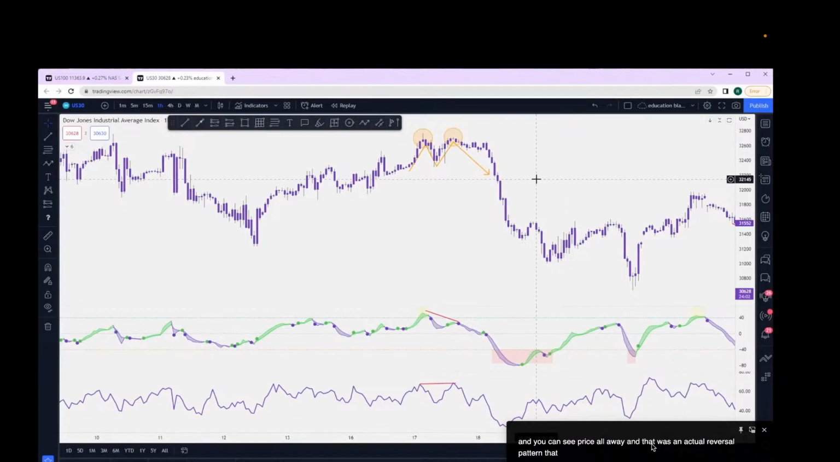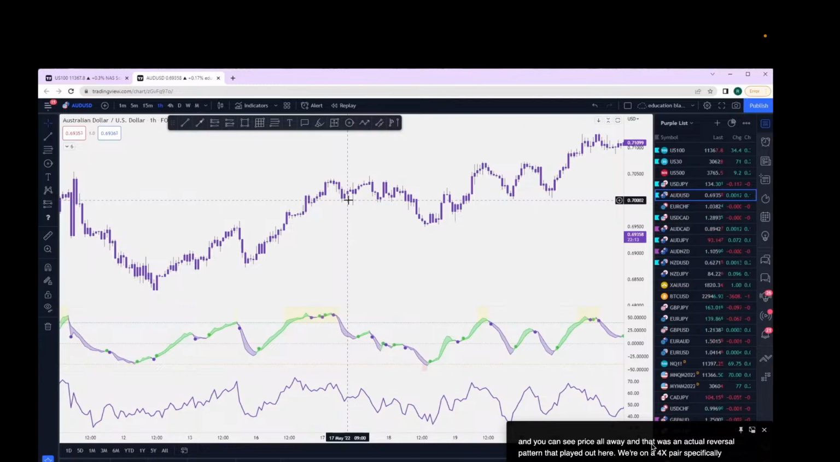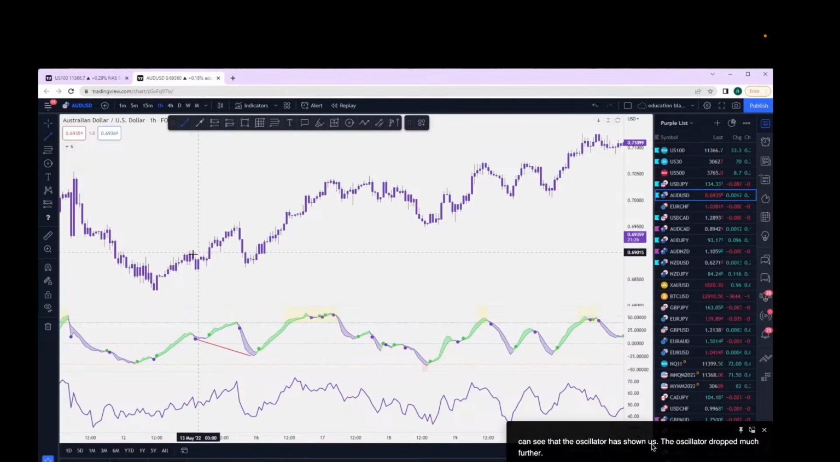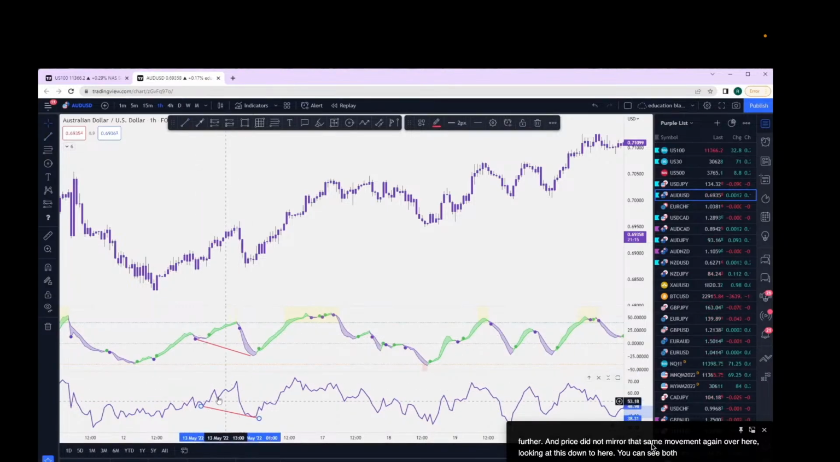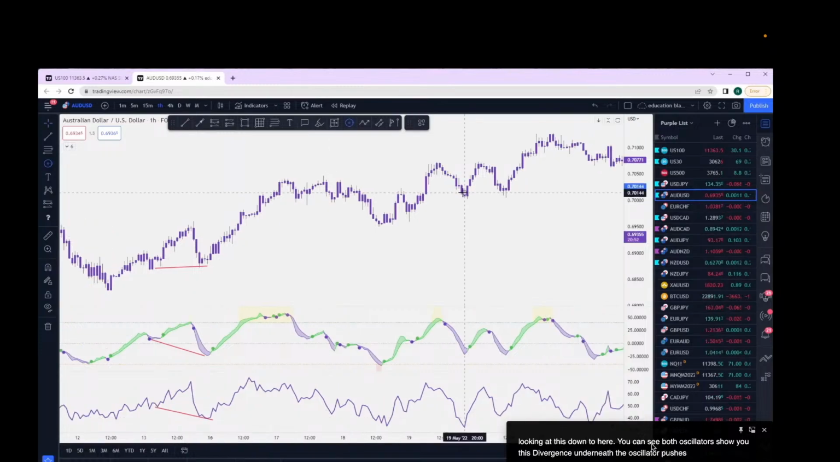Here we're on a Forex pair, specifically the Australian dollar versus the US dollar, also known as AUD USD. Here it pulls back into this support, and we'll come down here and look. We can see that the oscillator dropped much further, and price did not mirror that same movement. Again, over here, looking at this, down to here, you can see both oscillators show you this divergence. Underneath, the oscillator pushes price upward. Here, we have a very nice continuation divergence.